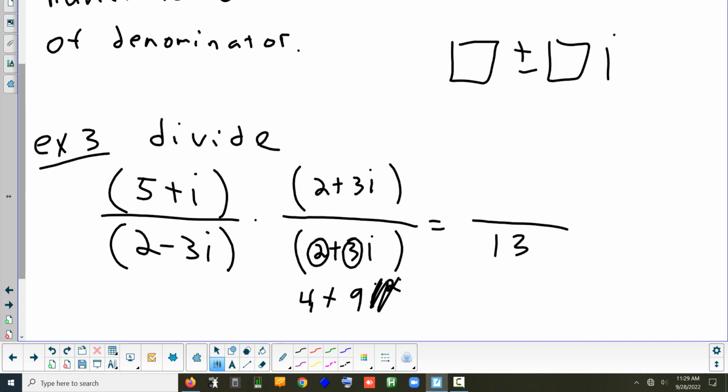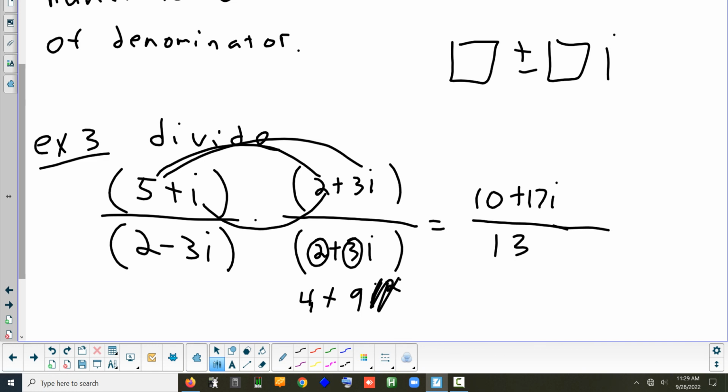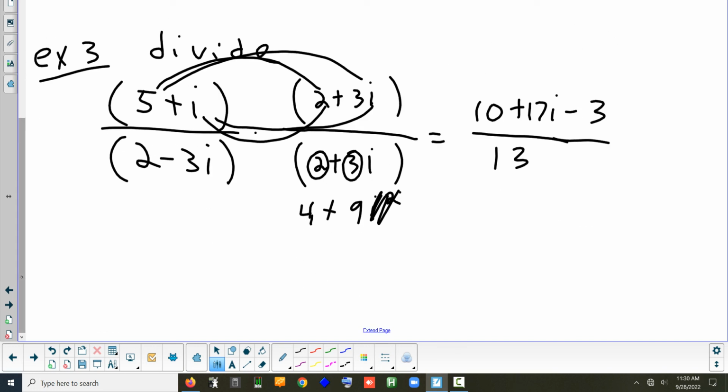Now the top, you do have to FOIL it out. Okay, so let's do that. 5 times 2 gives me 10. 5 times 3i gives 15i, plus 2i, that's 17i. And let's see if we can do the last part all at once. What's i times 3i? 3i squared, but that is just negative, that's negative 3. So the answer becomes 7 plus 17i over 13.